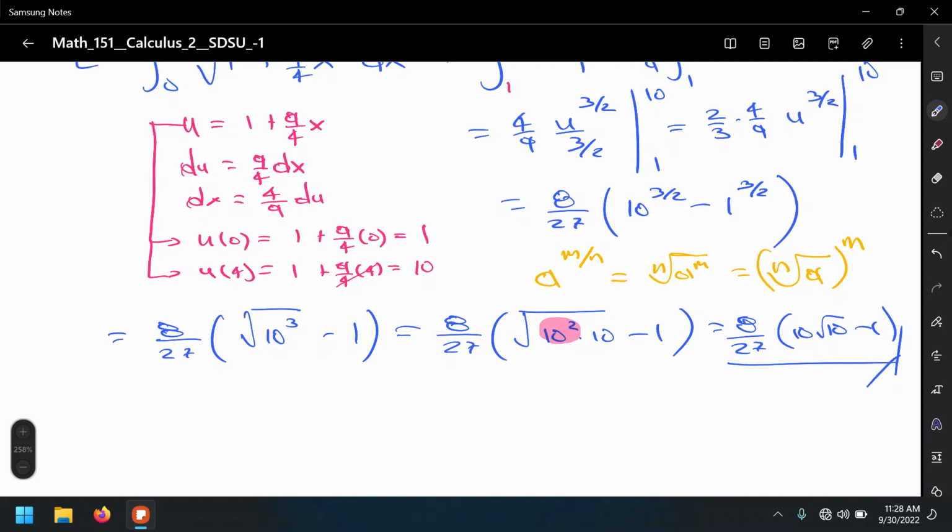The reason I go through all these details here is because I don't think WebAssign is going to like these answers. Most likely it's going to be looking for simplified radicals. We're going to do a lot more of this when we get to the next section in calculating surface areas. In the meantime, let's have a look at the next example.